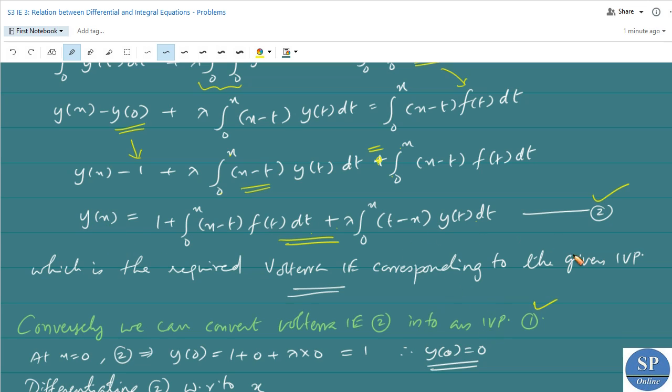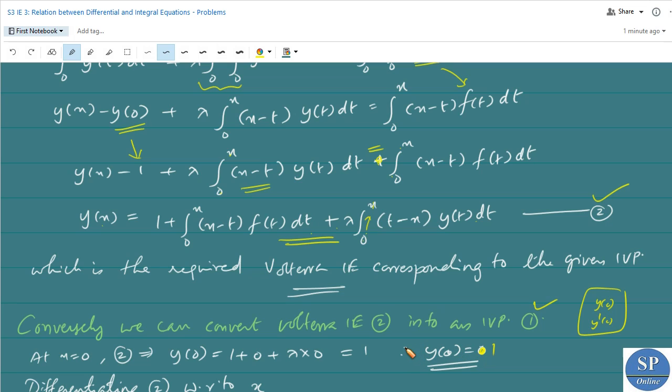So here the initial conditions will be y of 0 and y dash of 0. So when we replace x equals 0 here, we'll get the initial condition at x equals 0. That is, y of 0 equal to 1 plus integral 0 to 0, which is 0, and here also integral 0 to 0. So the integral will be 0. So we have y of 0 equal to 1. This is the first initial condition.